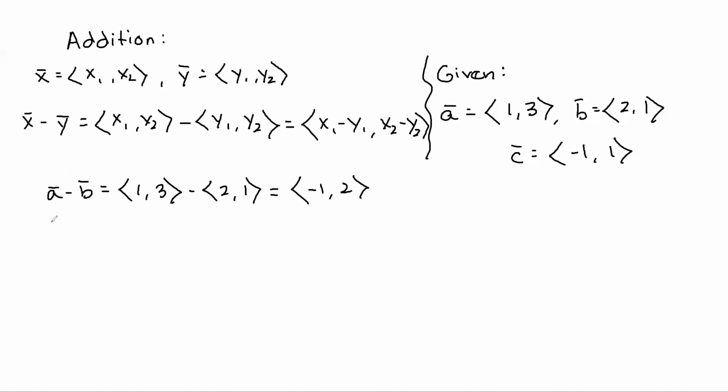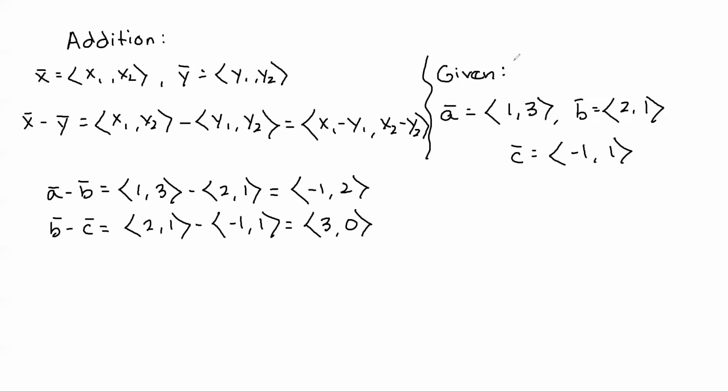And we could go through and do B minus C. And so that would be 2 comma 1 minus negative 1 comma 1. And if we do that, you get 2 minus negative 1. That's going to be 2 plus 1, which is 3. 1 minus 1, that's going to be 0. Okay. So that's a simple way to go through and subtract.